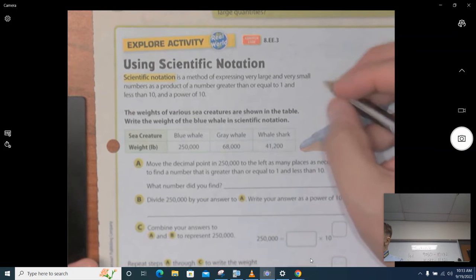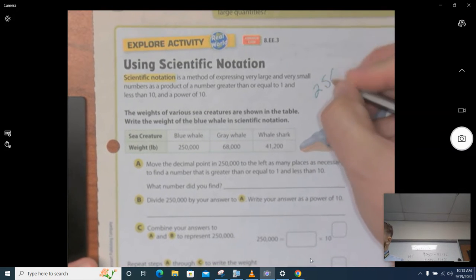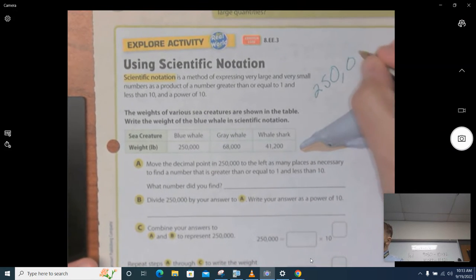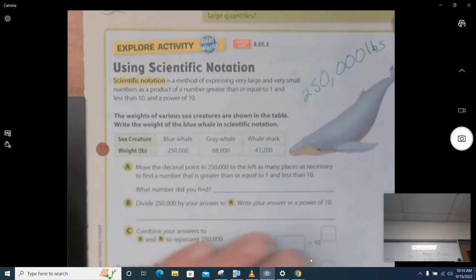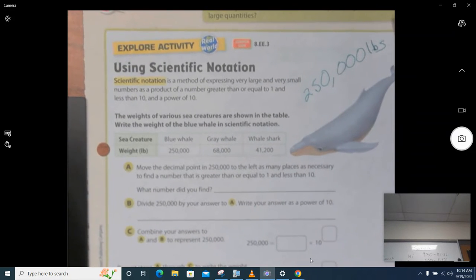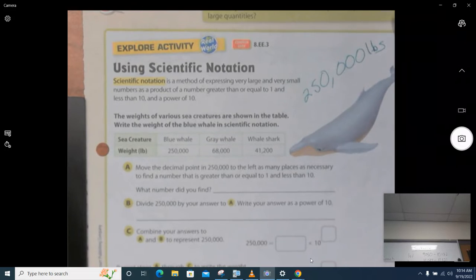So a whale weighs 250,000 pounds. A whale weighs 250,000 pounds. So what we want to do is we want to write that in a shorter way.